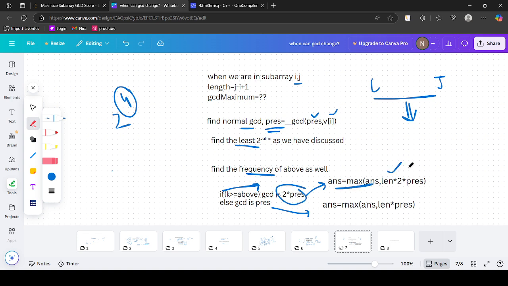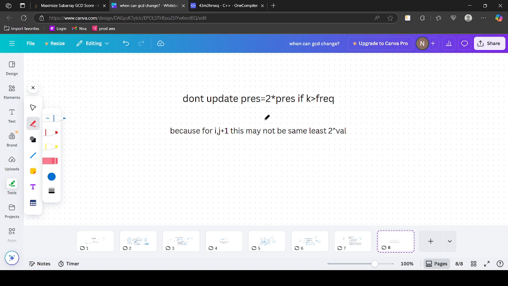So what is the answer? It will be simply length into 2 into the previous value, because the new GCD is twice the GCD. Because if k is greater than or equal to the above, we can multiply all the least frequency values. So the maximum answer is 2 into that value. Else the GCD is present itself, because we have already computed present. If k is less than the frequency, we cannot change, and GCD is present itself.